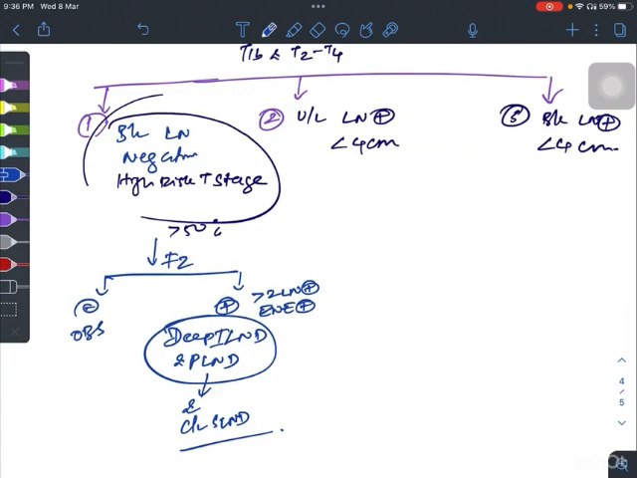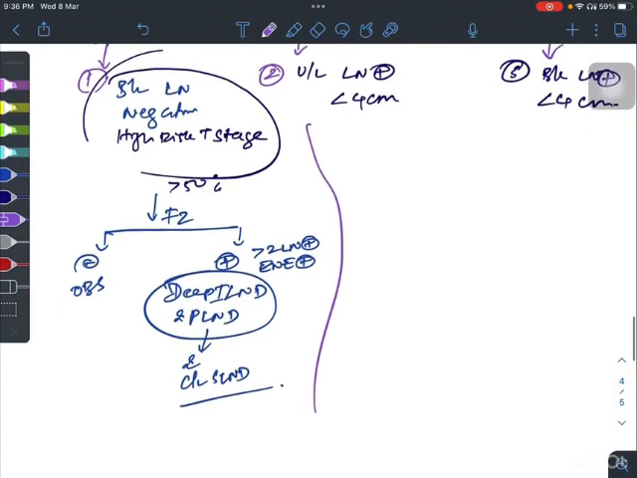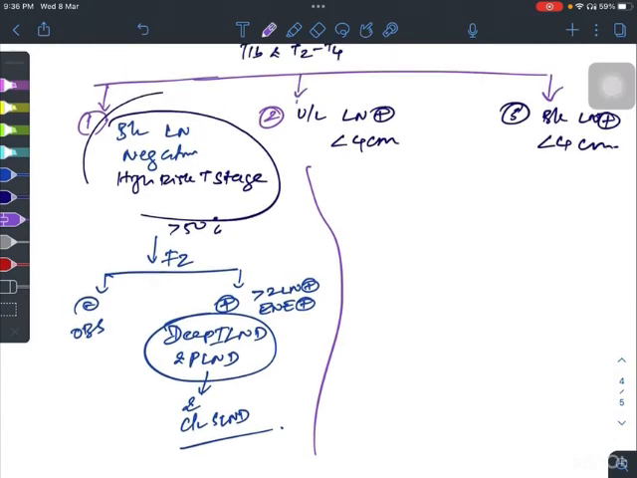Then coming to the second scenario. The unilateral lymph node is positive but is less than 4 cm. The reason for the 4 cm cutoff is that for disease more than 4 cm, you will directly go for adjuvant chemotherapy. If it is less than 4 cm, you will go for surgery, that is lymph node dissection.